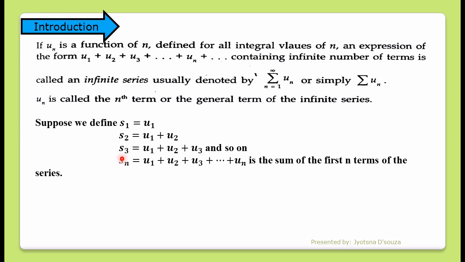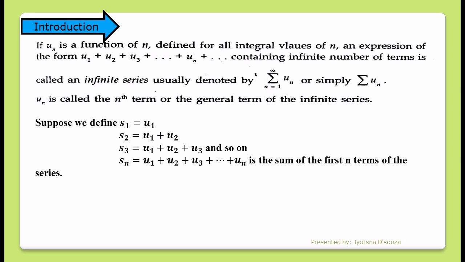and so on. The sum of the first n terms is denoted as Sn and is given as u1 plus u2 plus u3 plus etc. plus un. So when you add the first n terms, that sum is denoted as Sn. So here Sn represents the sum of the first n terms of the series. With this, we define what is convergence and divergence of a series.